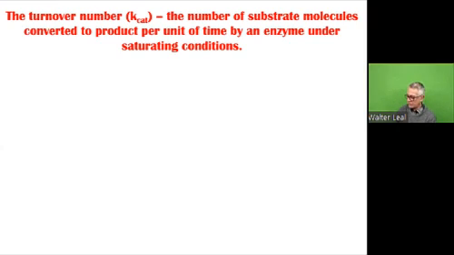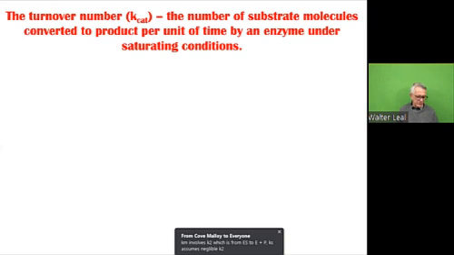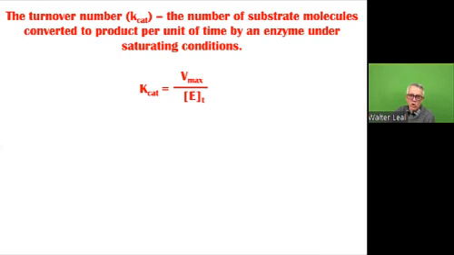We talk about the turnover numbers: the number of substrate molecules converted to product per unit of time by an enzyme under saturated conditions. By definition, Kcat is Vmax over ET. T means the total concentration of the enzyme, bound or not bound. Enzyme bound, we talk about that as ES, enzyme-substrate, right?